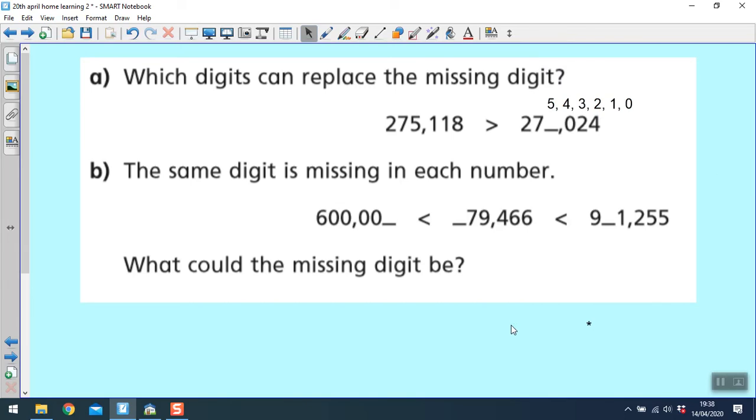The last question, the same digit is missing in each number. So this number, this is a missing digit here, the same number needs to go in each position. So if I think that a 1 would work there, a 1 has to work there, and a 1 has to work there. This means 600,000 and something is smaller than this number, which is smaller than this number. This is the biggest, this is the second biggest, and this is the third biggest. What could the missing digit be? And have a look and see if there's only one possible option or if there's more than one option. Pause the video while you have a go.